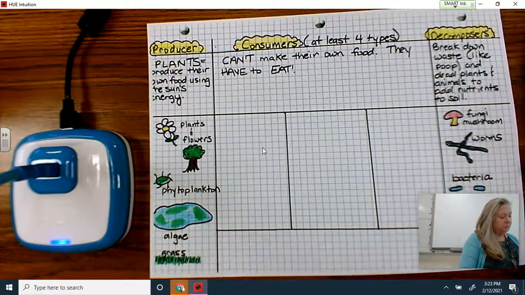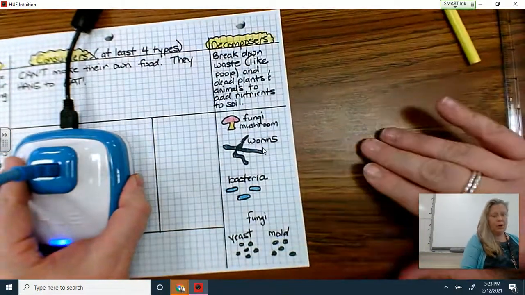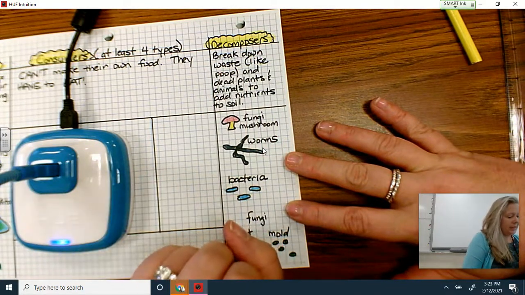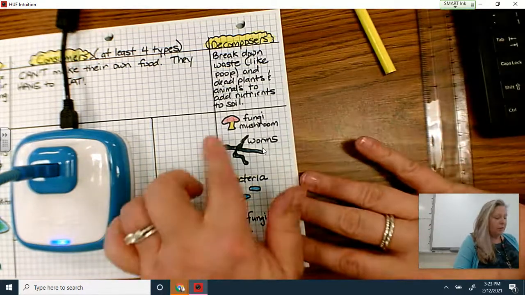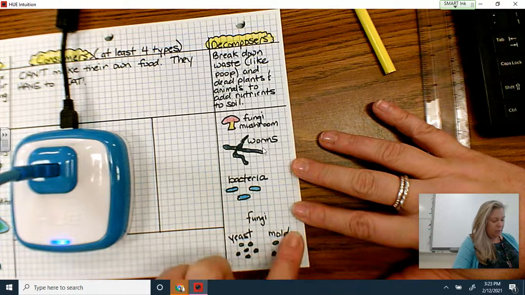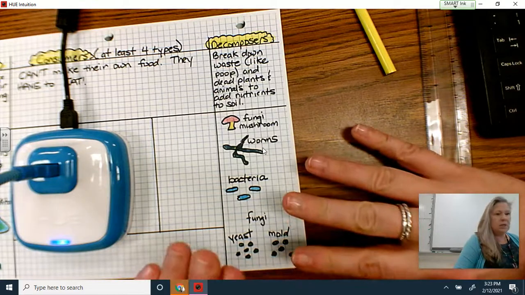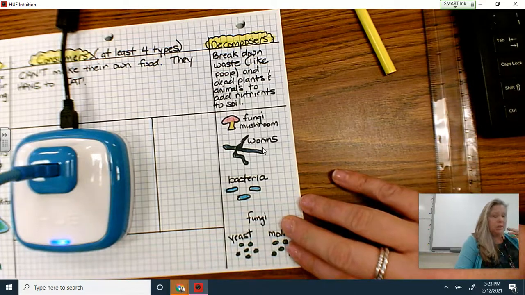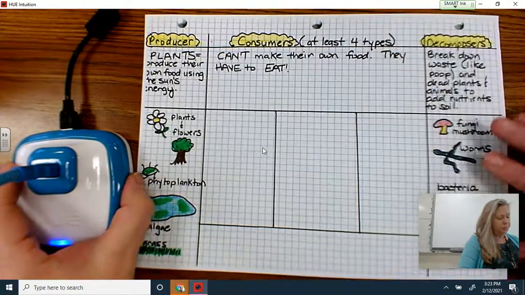All right. And then we also talked about several different kinds of decomposers, right? We talked about how decomposers break down waste, like poop and dead plants and animals, to add nutrients to the soil. We found out that mushrooms are fungus, or a kind of fungi. We found out that yeast and mold are also fungi and that those break down dead organisms and poop that we leave out there, like animals, and turn it into the most tasty, delicious soil that makes the producers just so happy when they grow.